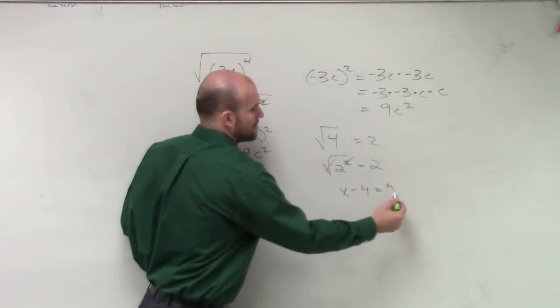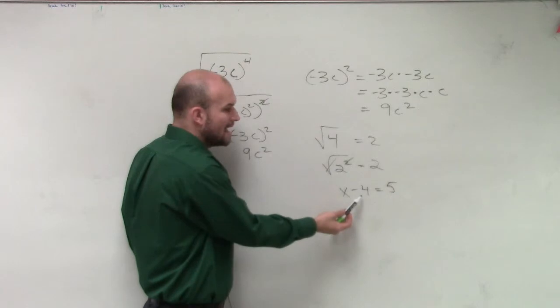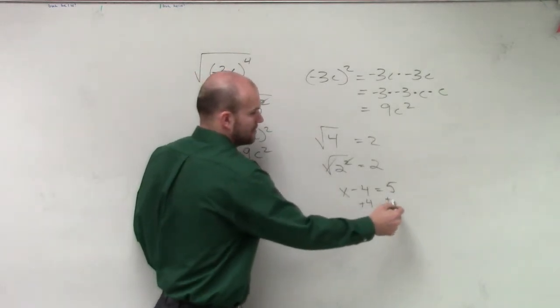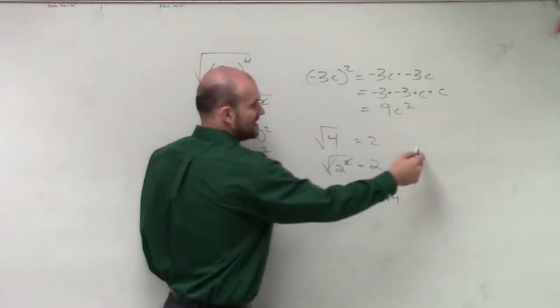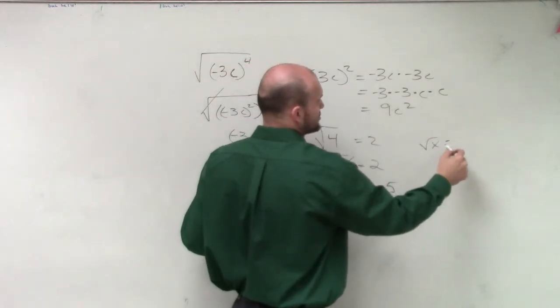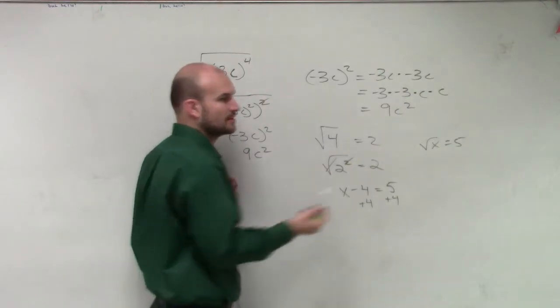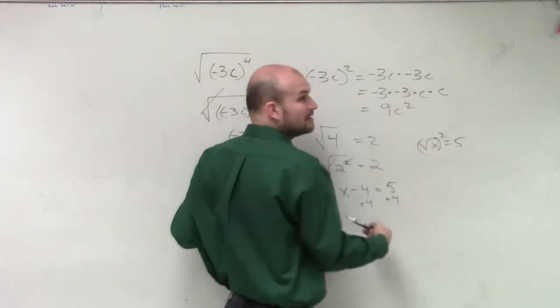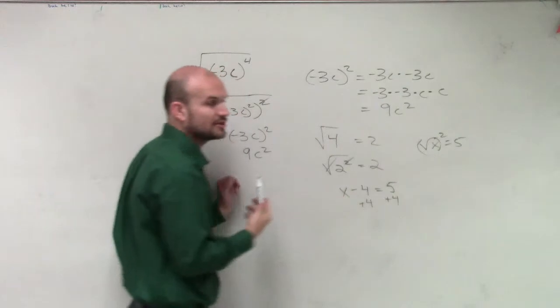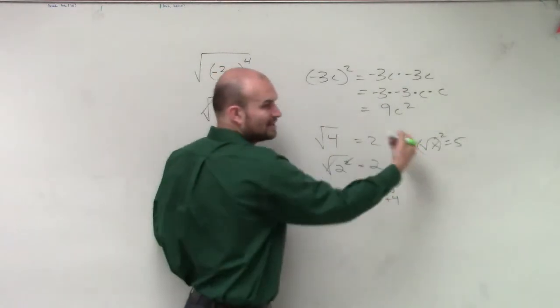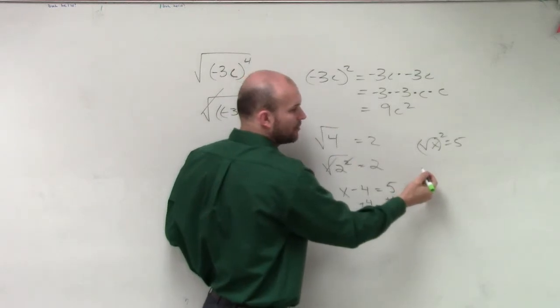Just like, what's the opposite of subtracting 4? Adding 4, right? If I say the square root of x equals 5, what are you going to reverse the square root of x to? You're going to square it, right? Because they're opposite operations, they're inverse operations. So these two cancel out, or they go to 1.